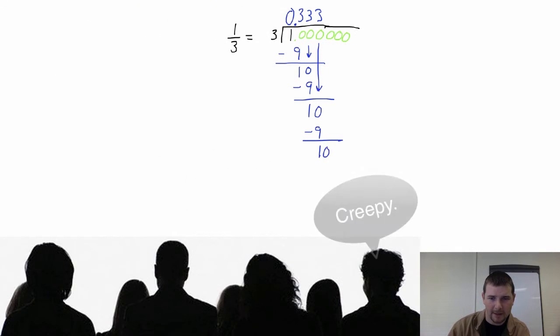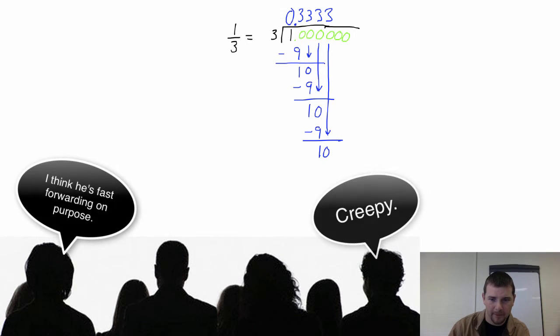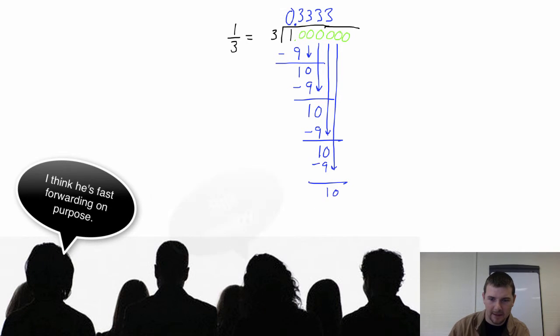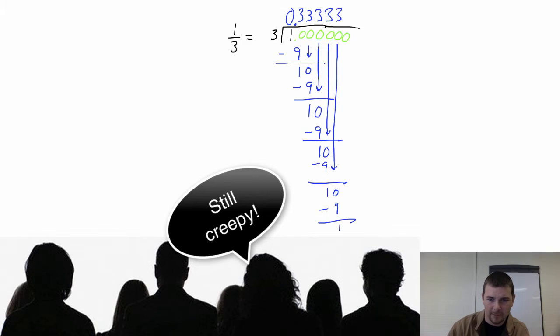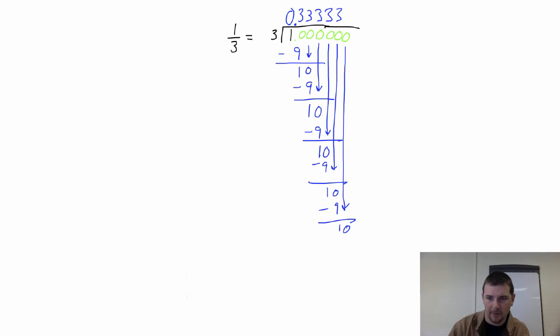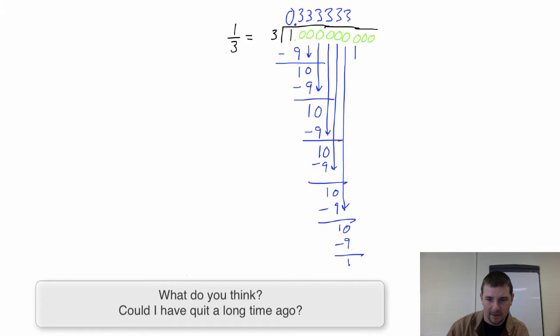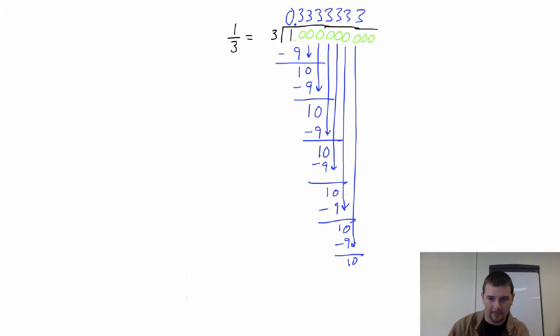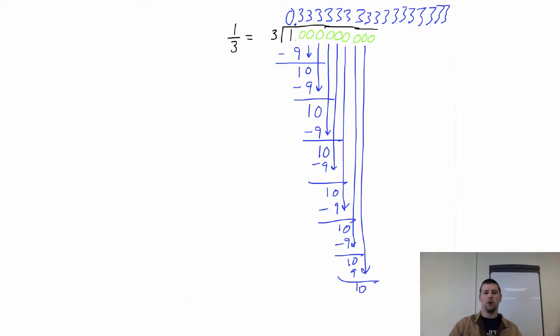All right. More zeros. Extend the line. Back to blue. Boy, maybe we should have recognized this was repeating earlier.